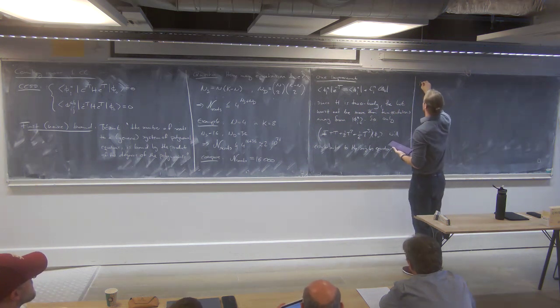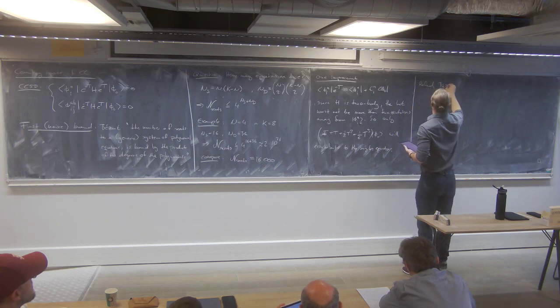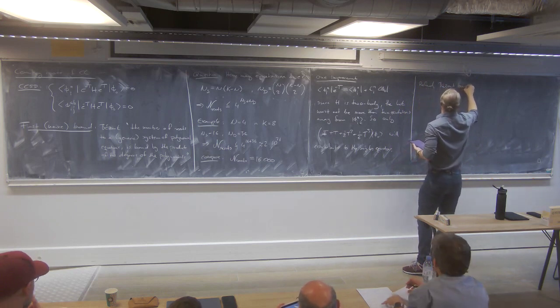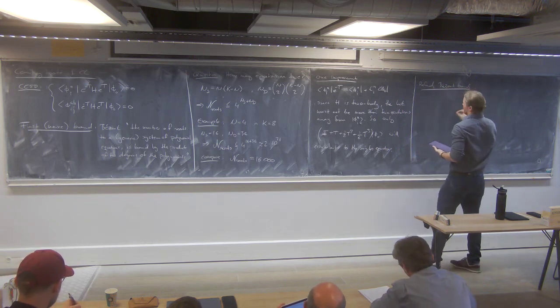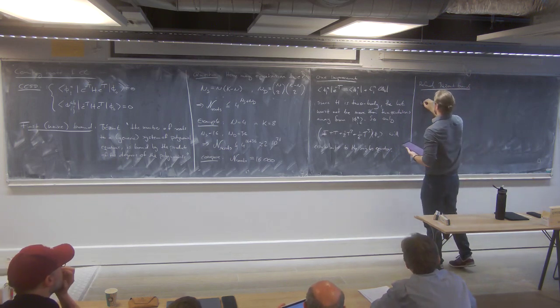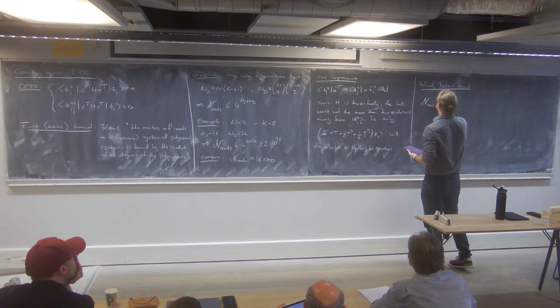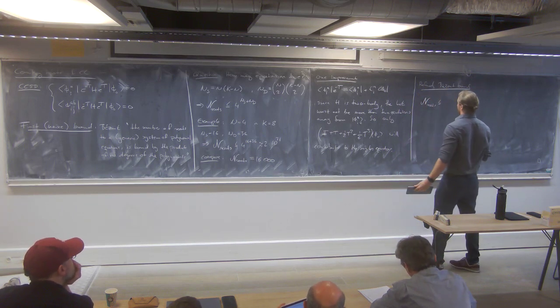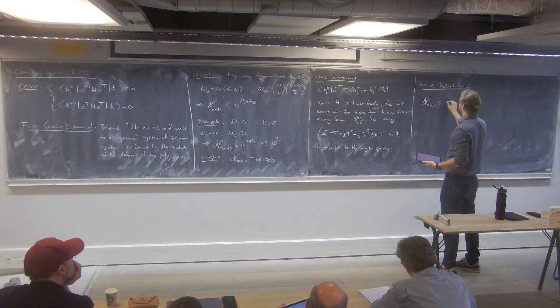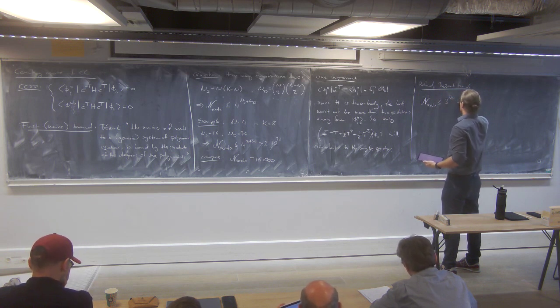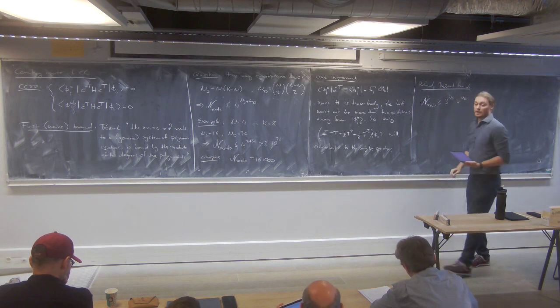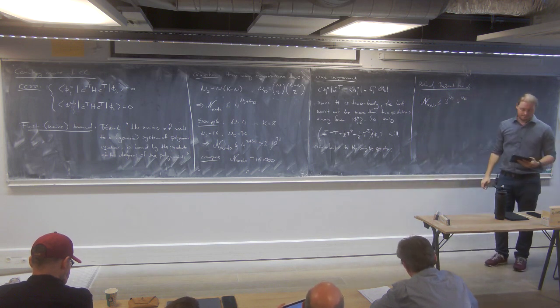So this will give us the refined Bézout bound, which states that the number of roots is bounded by 3 to the ns times 4 to the nd.